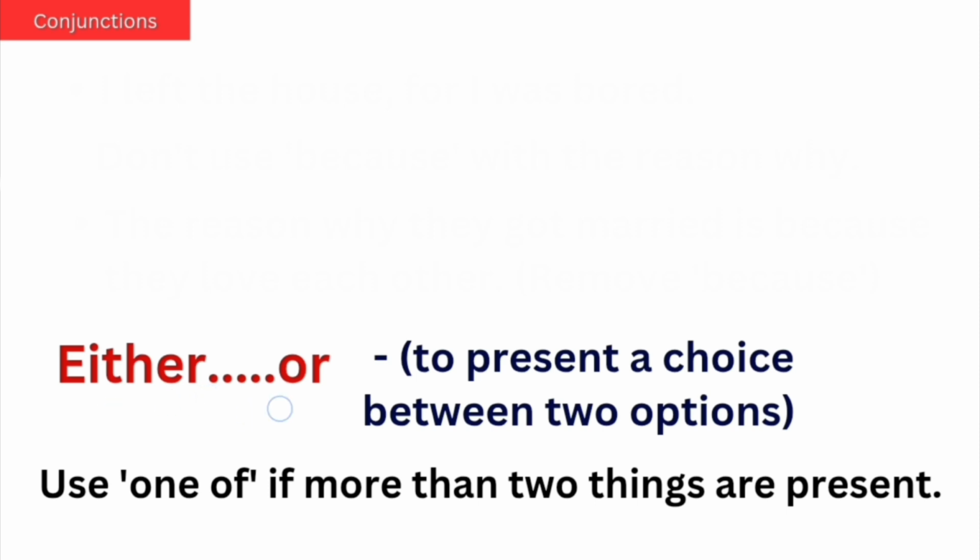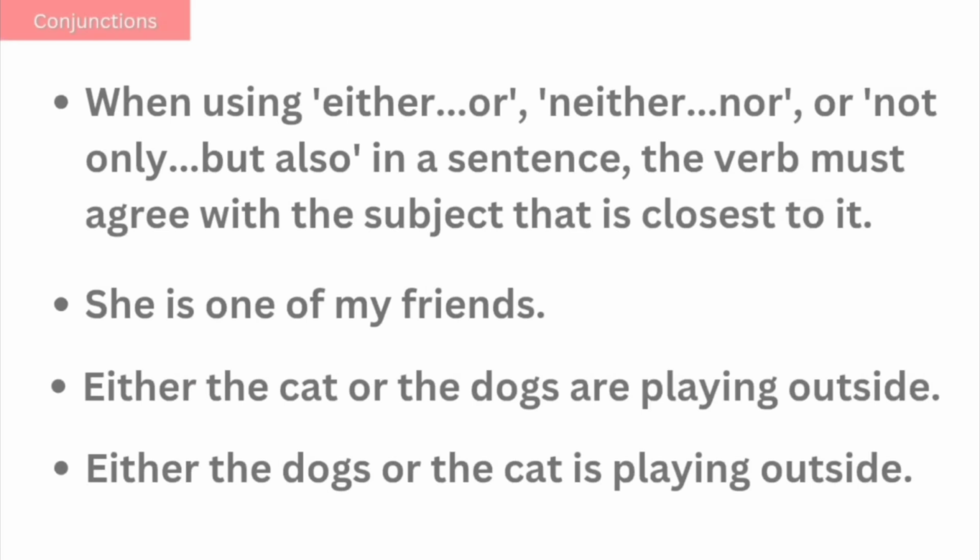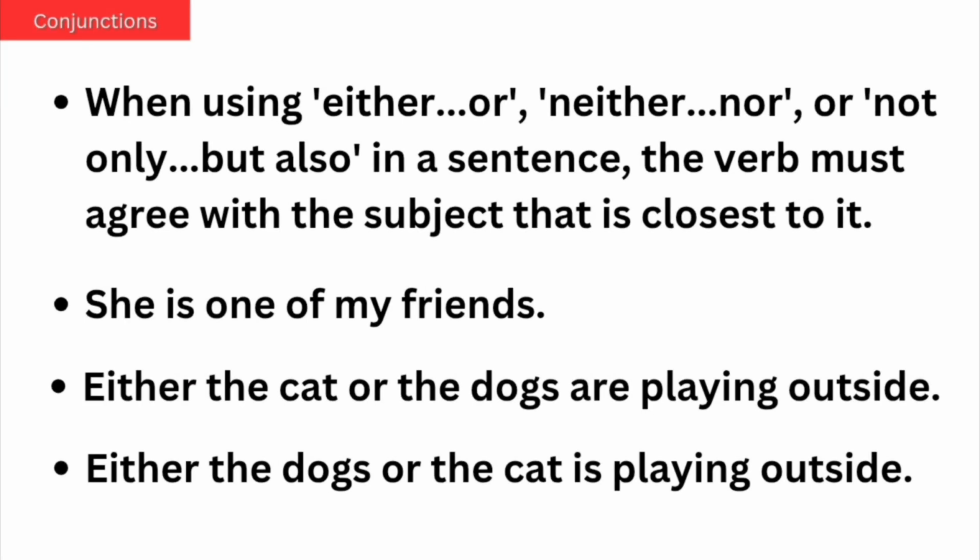Either, or to present a choice between two options. Use one of if more than two things are present. When using either, or, neither, nor, or not only, but also in a sentence, the verb must agree with the subject that is closest to it.